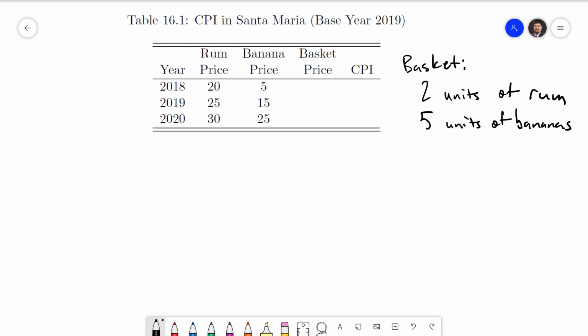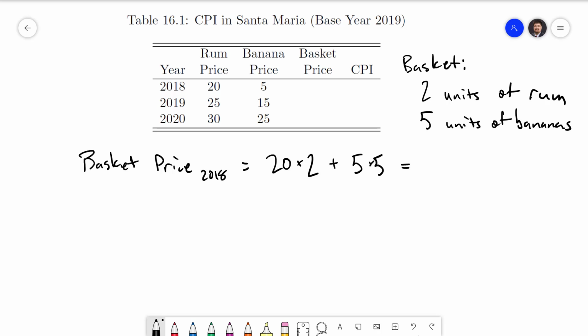The first thing we need to do is calculate the total price of the basket in each year. Starting with 2018, we have 20 price of rum times 2 quantity of rum plus 5 price of bananas times 5 units of bananas, for a total price of the basket of 40 plus 25, which is 65.